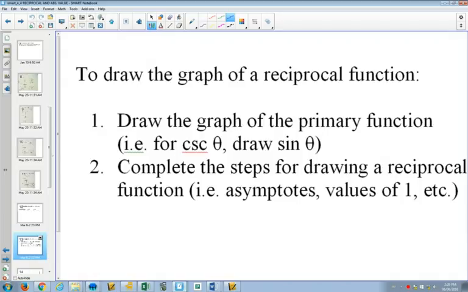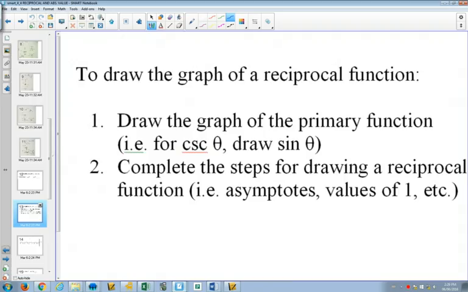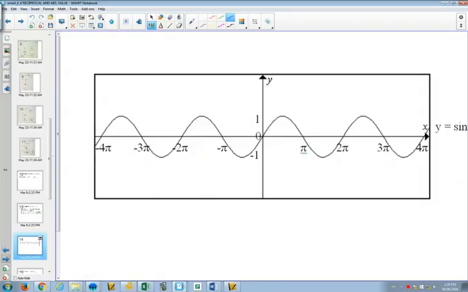So for cosecant, we're going to draw sine first, and I've already got that drawn for you at the bottom of your page. Then you're going to go through the steps. So how do we go through the steps for reciprocal? What's the very first thing that we did? We looked for our x-intercepts, and wherever there were x-intercepts, we drew asymptotes. So we're going to have a lot of them. So draw an asymptote at each x-intercept.